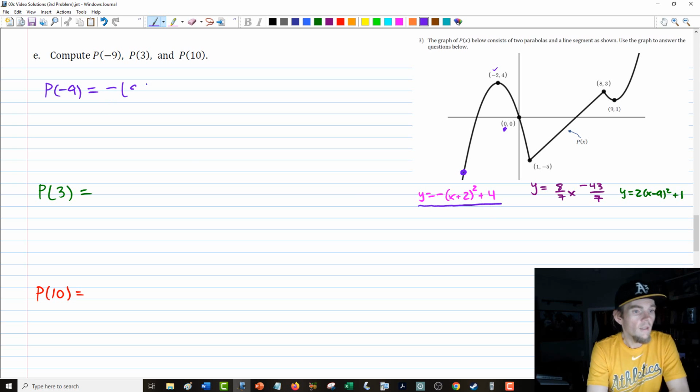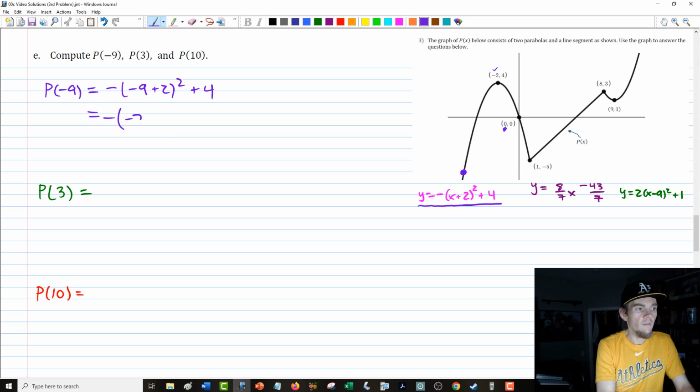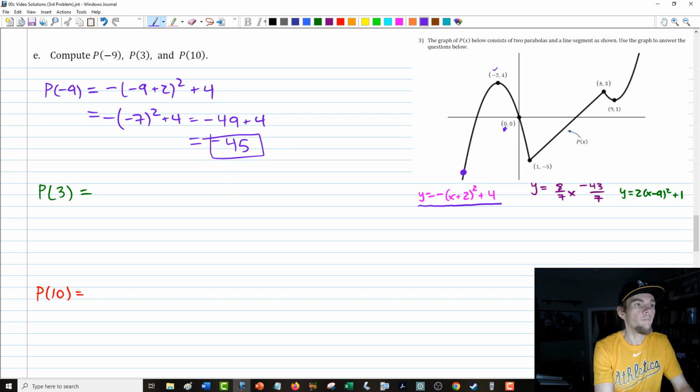Negative quantity, -9 plus 2 squared plus 4. And then let's simplify it. We're just finding a function value. That'll be negative times -7 squared plus 4. That's going to be equal to -49 plus 4. And that's going to be equal to -45. So good stuff. We got our first one.